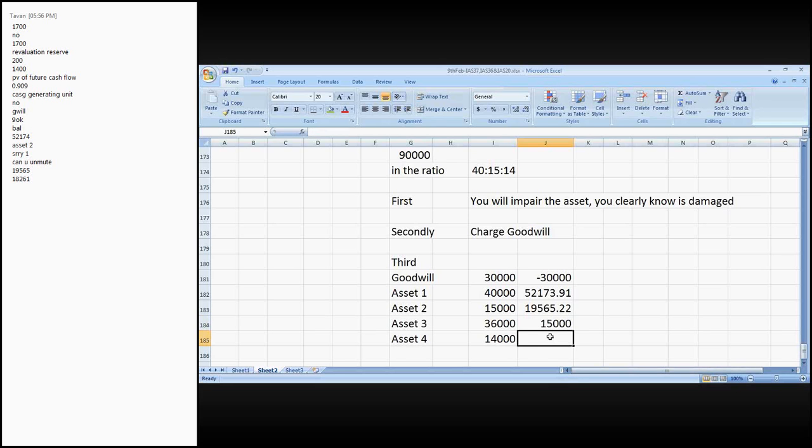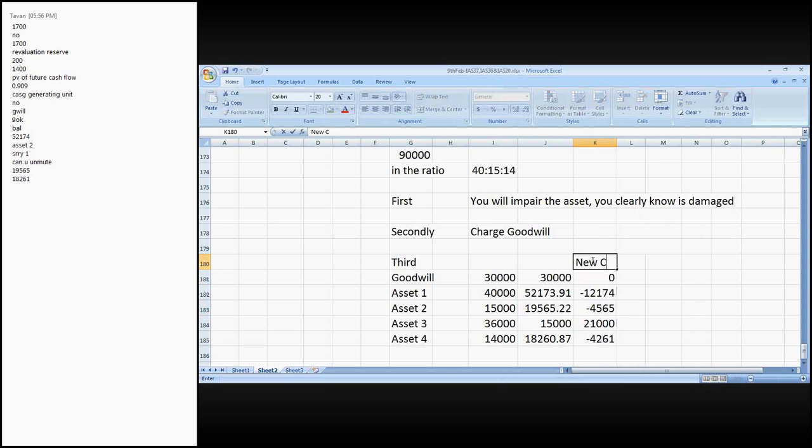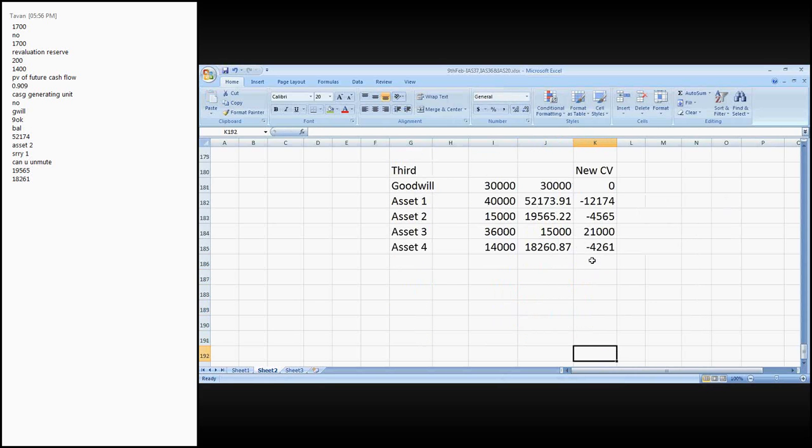This has already suffered impairment of 15,000. This is 14 divided by 69 into 90,000. So the values will be this minus this, the new values. This will be the new value of assets, new carrying amounts in the CGU.